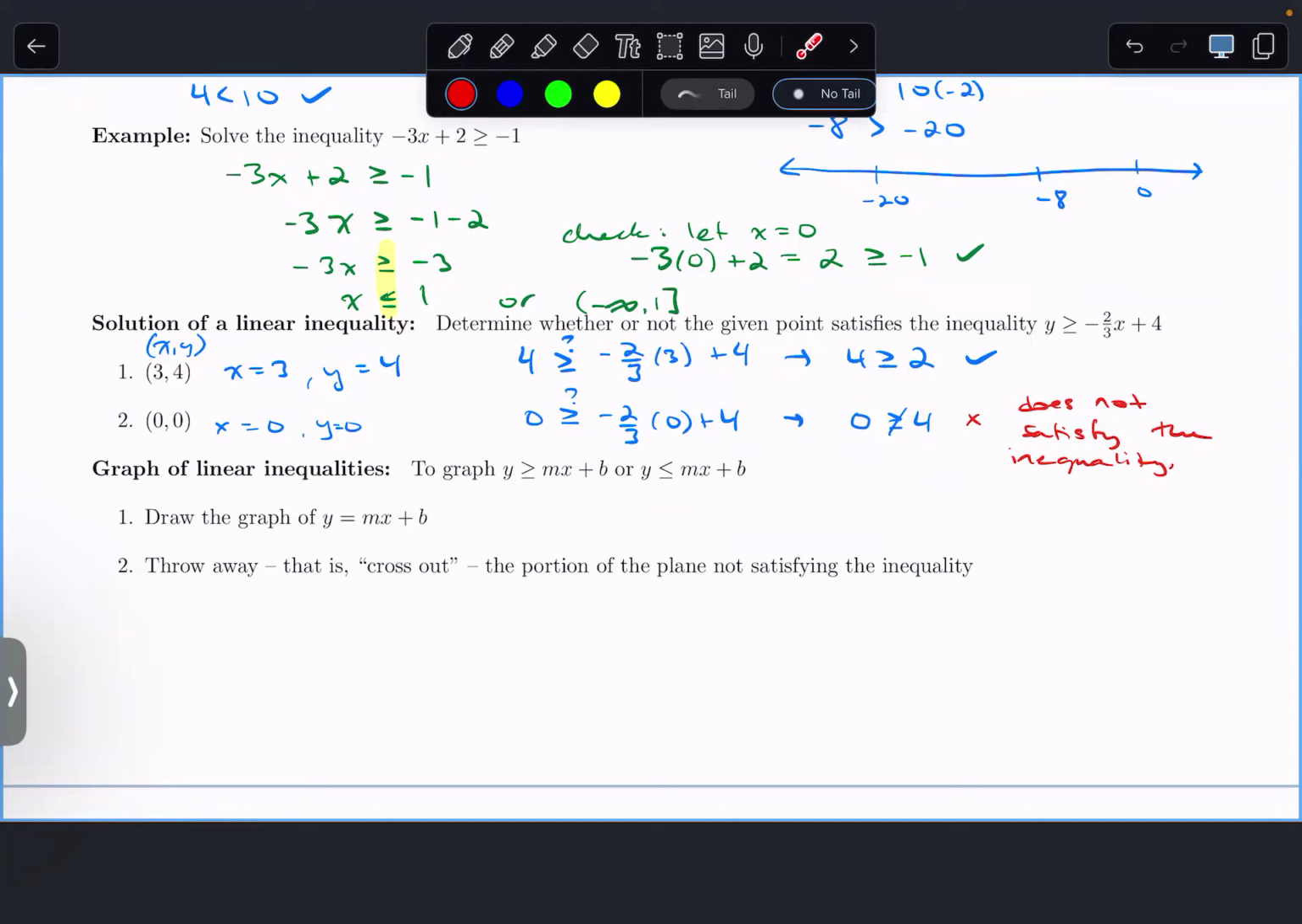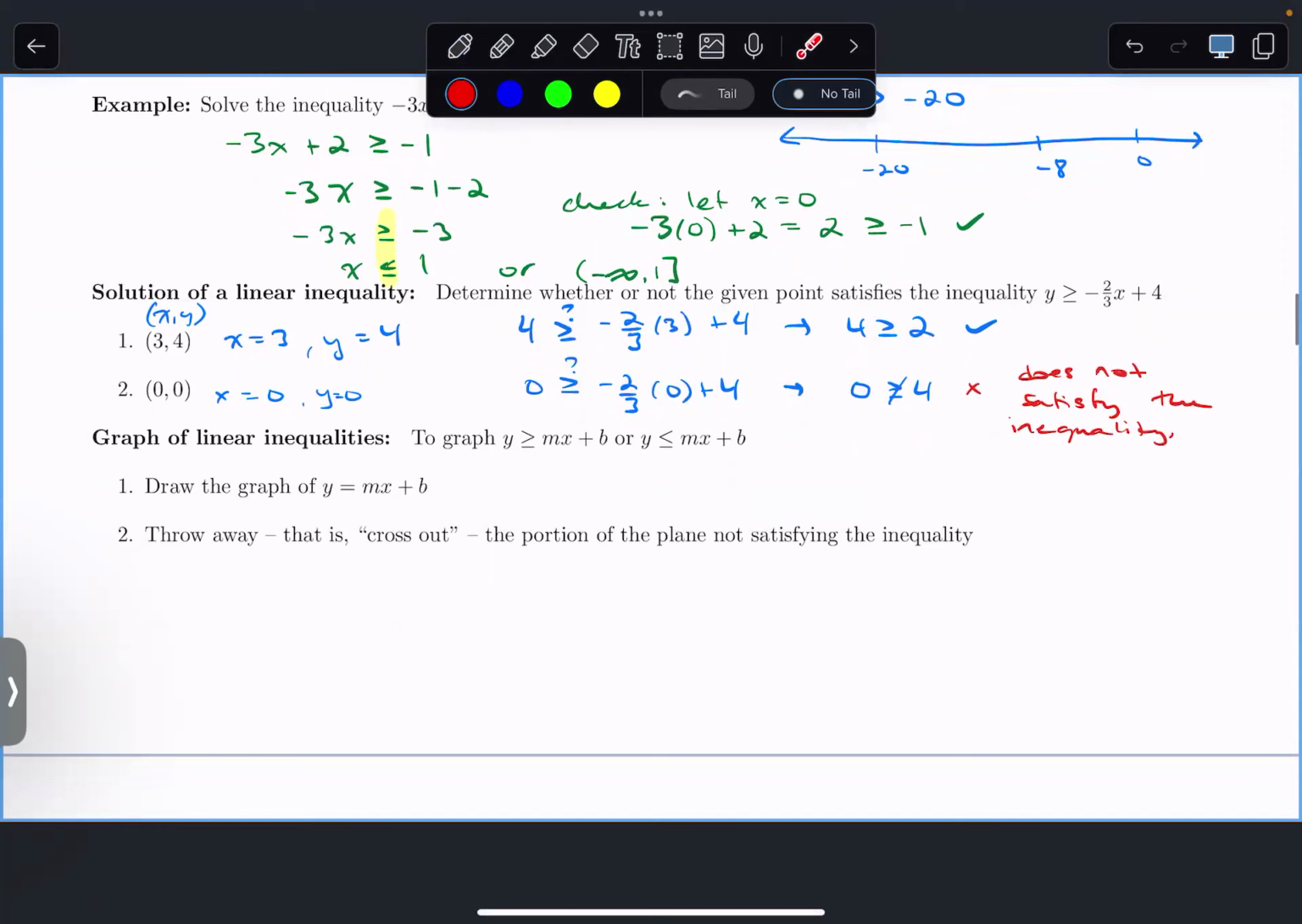We can graph linear inequalities, right? Things like y greater than or equal to mx plus b, or y less than or equal to mx plus b. Of course, it can be just less than or greater than. What you're going to do is draw the graph of y equals mx plus b, right? That's going to be kind of your divider, your borderline, I guess. And then here is where I want to make a note. For us, when we do it by hand, I want you to cross out the regions that do not satisfy the inequality, because it's going to make it easier later on.